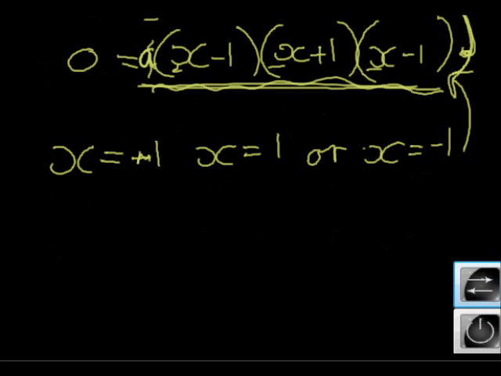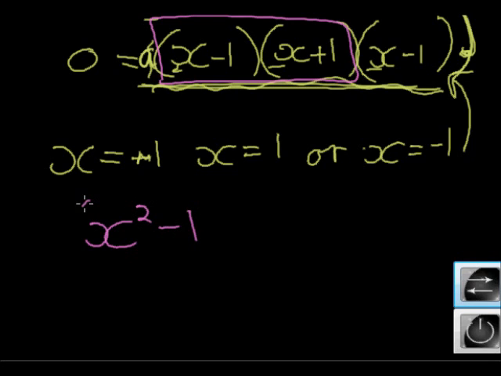Let's do these two, because they are very easy. X minus 1 times x plus 1 will be x squared minus 1. Why? It's the difference of two squares.